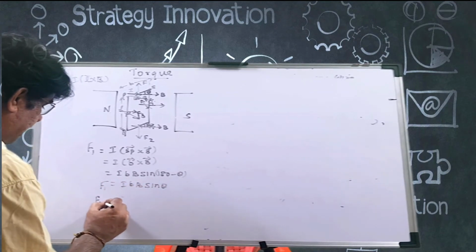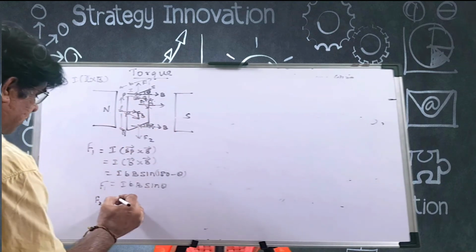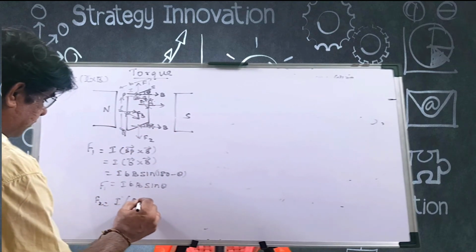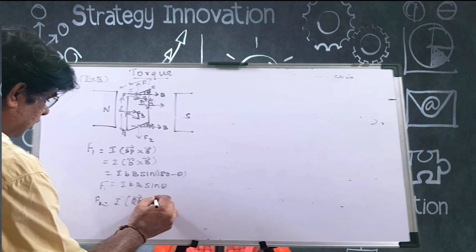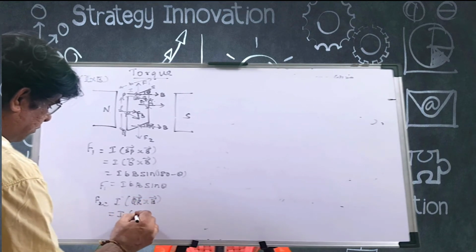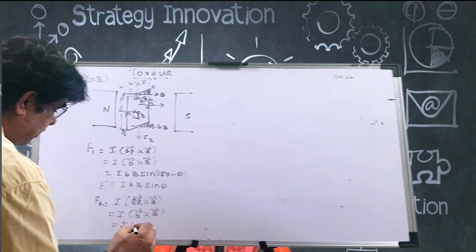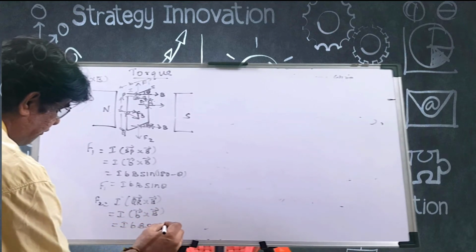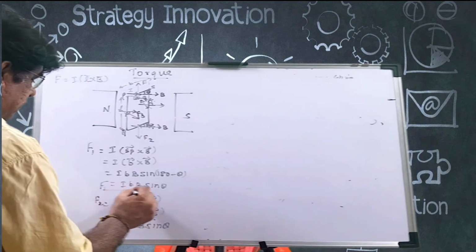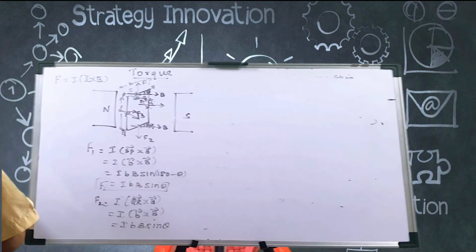Let's go for F2. F2 will be this way, QR. So I into QR cross B. QR is once again the breadth of the conductor, b cross B. Here theta is theta only, so I b B sine theta. So clearly your F1 and F2 are equal. So they are equal and opposite, so they cancel out.